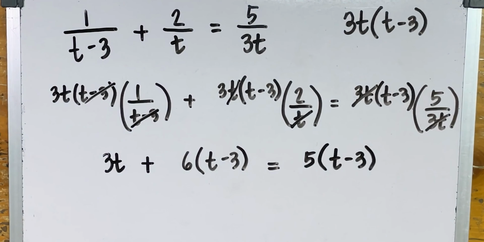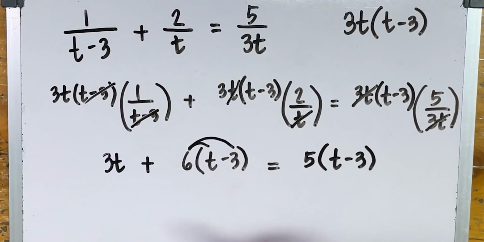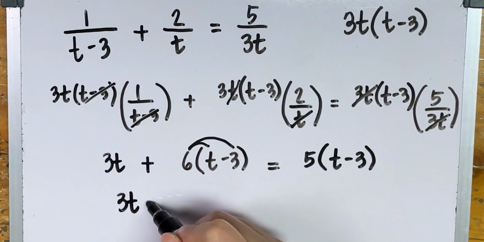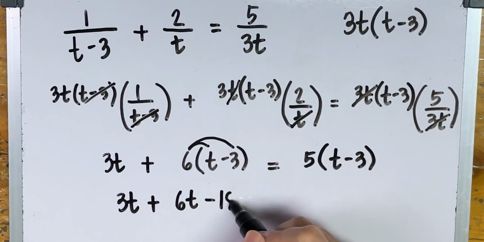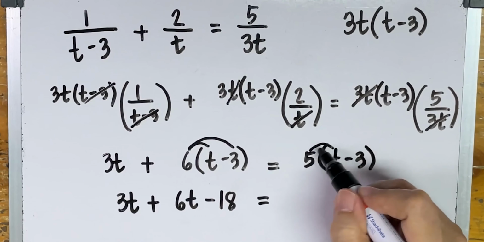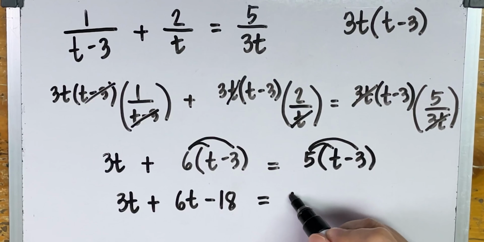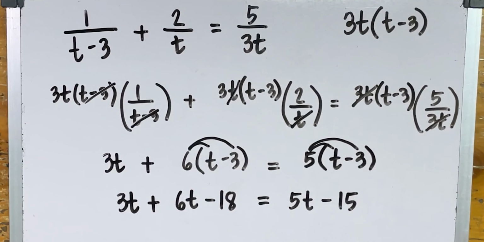So this one looks simpler now. So we distribute 6 on each of the terms inside the parentheses. So we have, just copy 3t plus 6t minus 18 equal to, we also distribute 5 on each of the terms inside the parentheses. That gives us 5t minus 15.